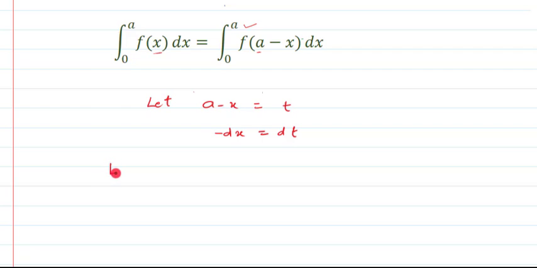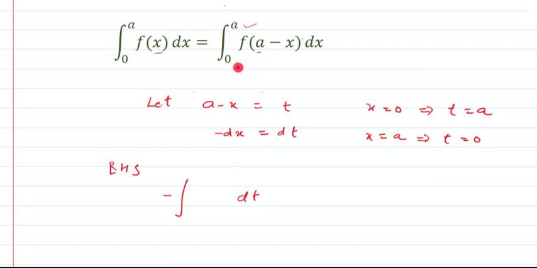This is the RHS. So we are getting integration of 0 to a. As I told you earlier, we need to change the limits as well if we are going to use the substitution method. So when x is equal to 0, then clearly t will be a. And if we put x is equal to a, the upper limit, then we are getting t as 0. So we are getting minus dx as dt, meaning dx is equal to minus dt.